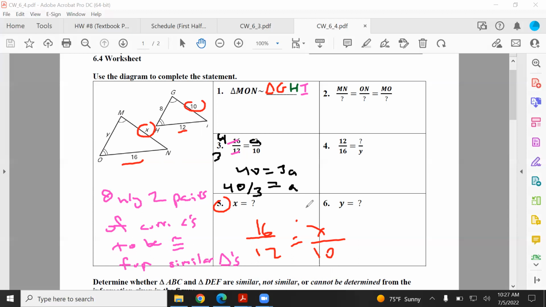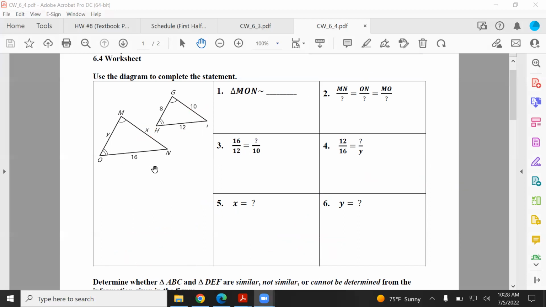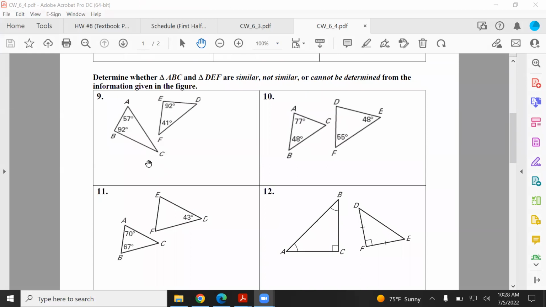Nina, go ahead. Same thing. Yeah. They just wrote it as a mixed number, or 13.3 repeating. I really struggled doing 3s on the laptop here. Okay, so you guys will try the evens on your own. Let's keep moving. Determine whether these are similar, not similar, or cannot be determined.